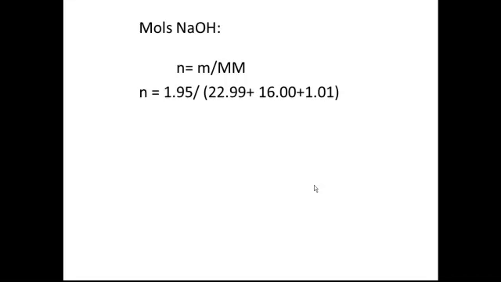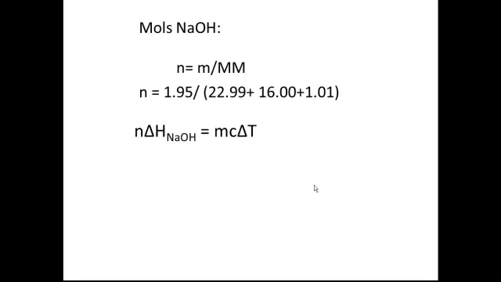Now to calculate the molar mass of sodium hydroxide, I have one atom of sodium, which has a molar mass of 22.99 grams per mole. I had one atom of oxygen, which had a molar mass of 16.00 grams per mole. And I had one hydrogen atom, which had a molar mass of 1.01 grams per mole. Okay, add those together and do your division. You'll have the number of moles of sodium hydroxide for part B. And I'm going to let you calculate this on your own.